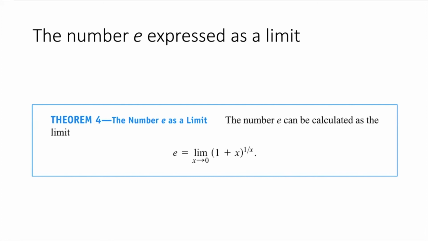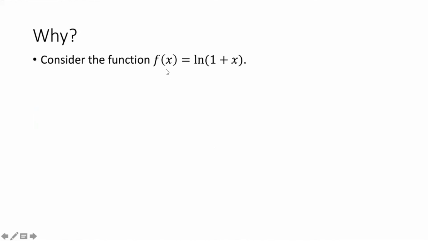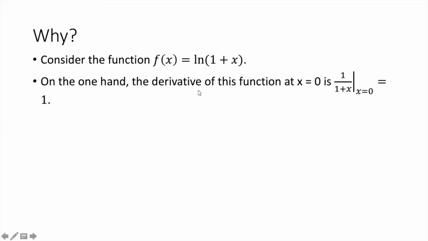Okay, and I do want to explain a little bit about why this limit is equal to e. So I have an outline of a proof here. Consider the function f of x equals the natural log of 1 plus x. On the one hand, you know how to differentiate this: the derivative is 1 over 1 plus x times the derivative of 1 plus x, which is 1. And when you plug 0 into that function, you get 1. So the derivative of that function at x equals 0 is 1.